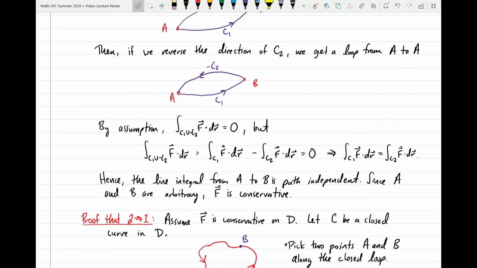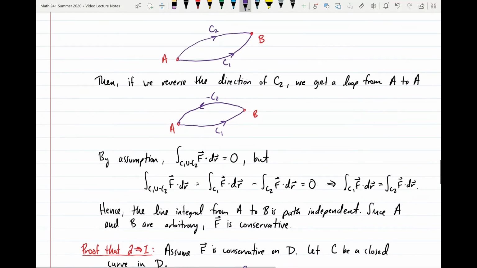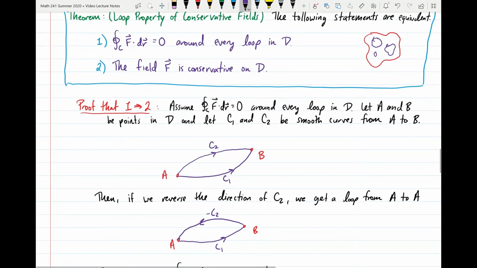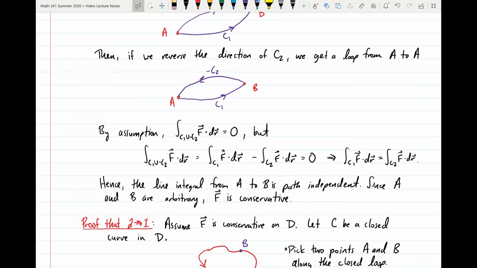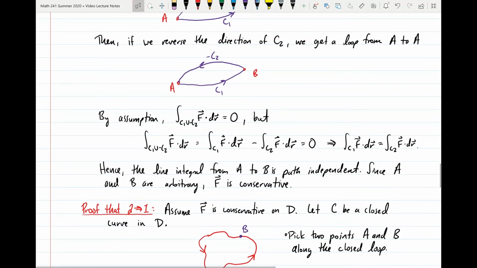And by assumption, the integral over this loop, which is C sub 1 union with minus C sub 2, of our vector field f, has to equal 0, because that has to be true by statement 1. The integral is equal to 0 around every loop in D. But we also know from section 16.2 that this integral of f over C sub 1 union minus C sub 2 can be written as the integral of f over C sub 1 minus the integral of f over C sub 2. So this is the additivity of the line integral here. So we can rewrite it that way.